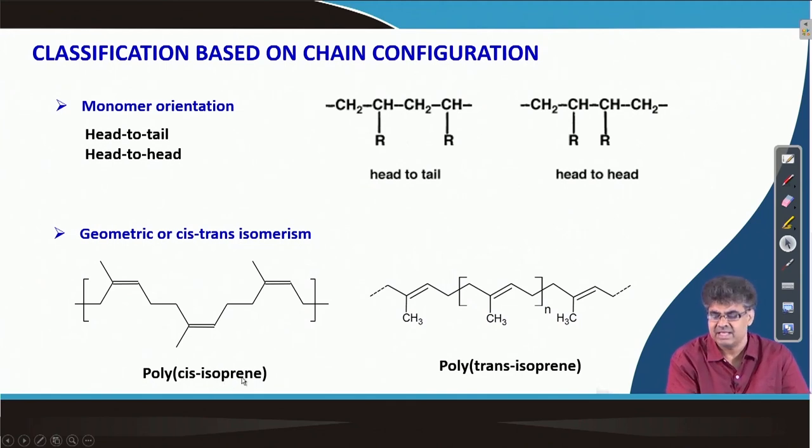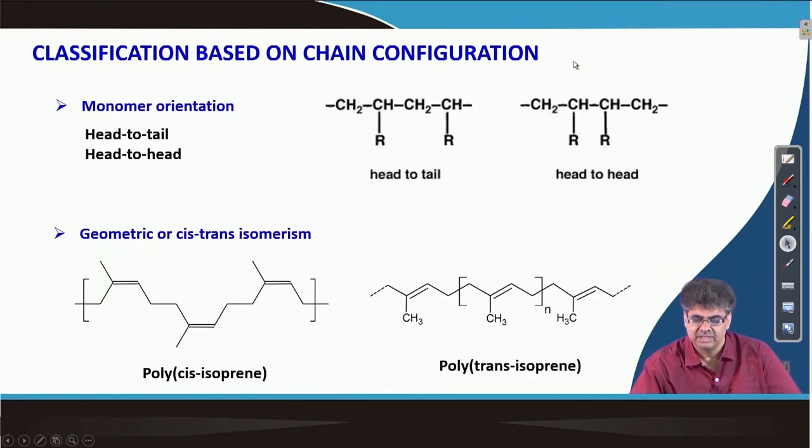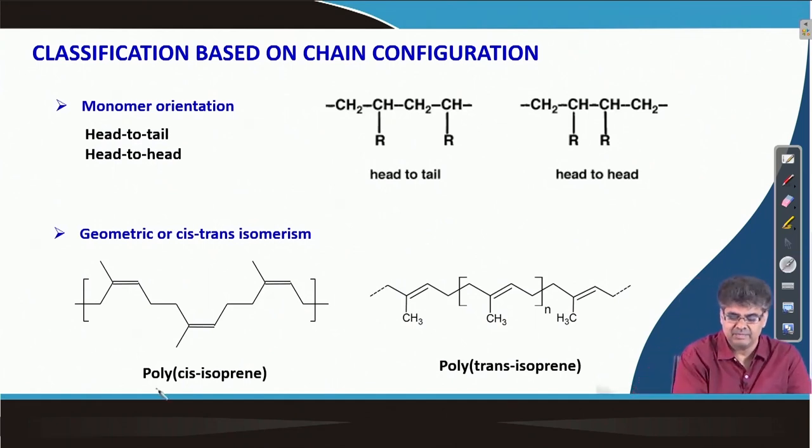For example, if we take the isoprene molecule, we can get polyisoprene in completely cis form. So, basically the arrangement across this double bond is completely cis, in this case cis, this cis, and in this case also cis. So, it is a completely poly-cis-isoprene, and in this case we have all trans polymers. So, we can have different geometric polymer isomerization, for example, poly-cis-isoprene and poly-trans-isoprene.